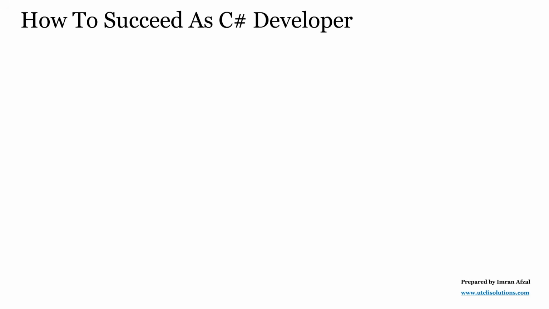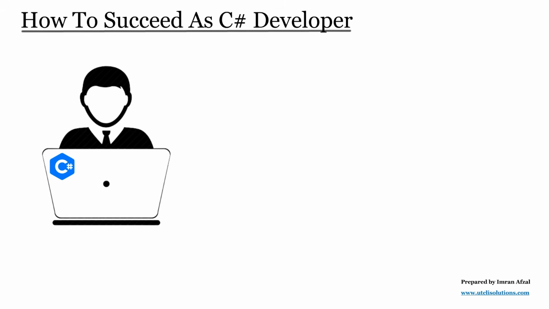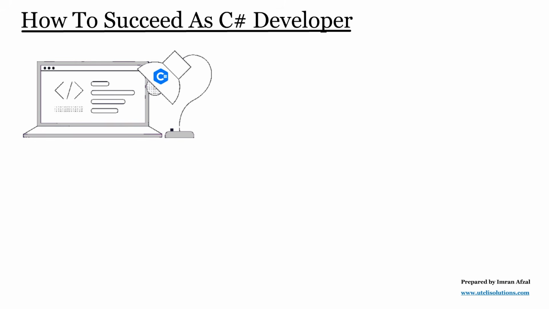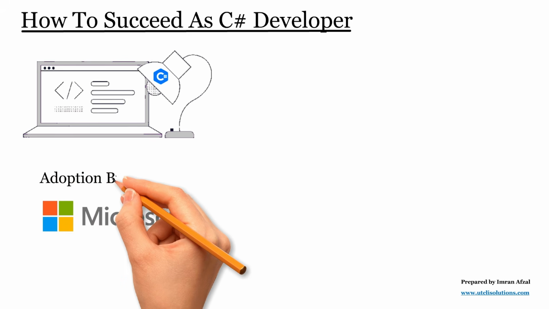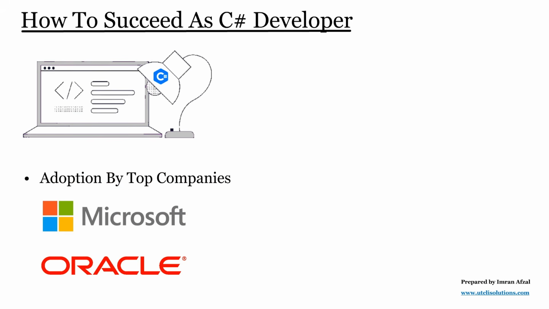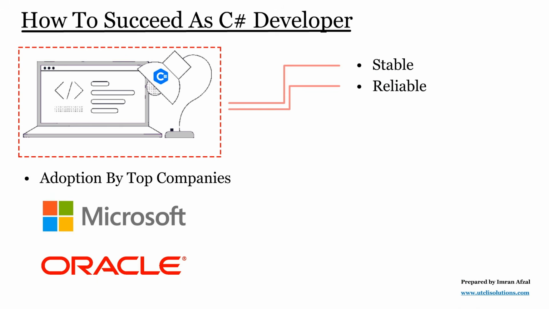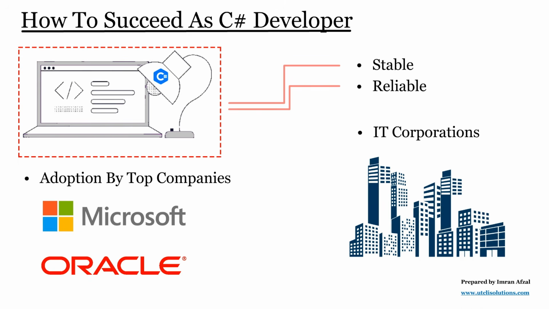In this lecture, we are going to discuss how to succeed as a C Sharp developer. This is a great question you should ask yourself if you want to become a C Sharp programmer. One of the primary reasons to consider learning C Sharp is its extensive adoption by top companies. With a history spanning over 20 years, C Sharp has established itself as a stable and reliable programming language favored by prominent IT corporations.